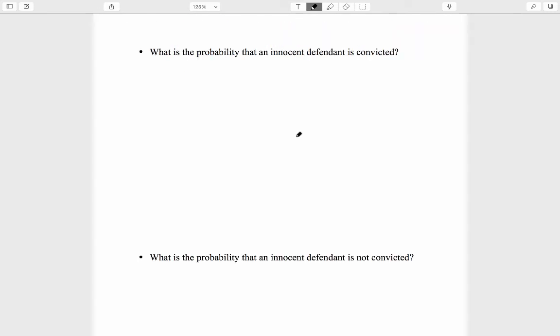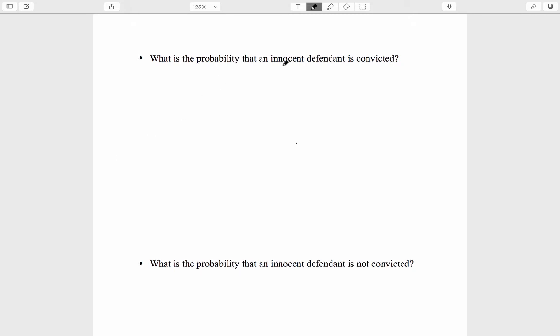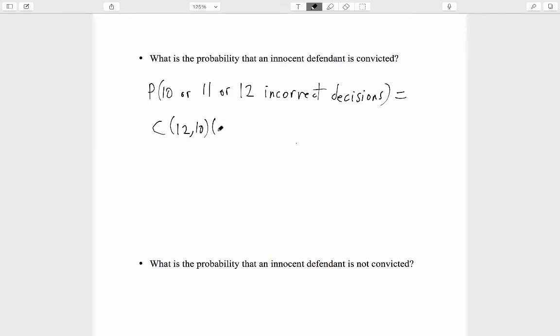We follow up by asking, what is the probability that an innocent defendant is convicted? Let's think about this. In order for an innocent defendant to be convicted, that would mean that 10 or 11 or 12 members of the jury get it wrong. They vote incorrectly. I'm going to write it this way, as the probability of 10 or 11 or 12 incorrect decisions. The probability of exactly 10 incorrect decisions will be 12 choose 10 times something. So if I'm counting the number of incorrect decisions, then it's 0.4 that needs to be raised to the 10th power, and 0.6 that needs to be raised to the 2nd power.